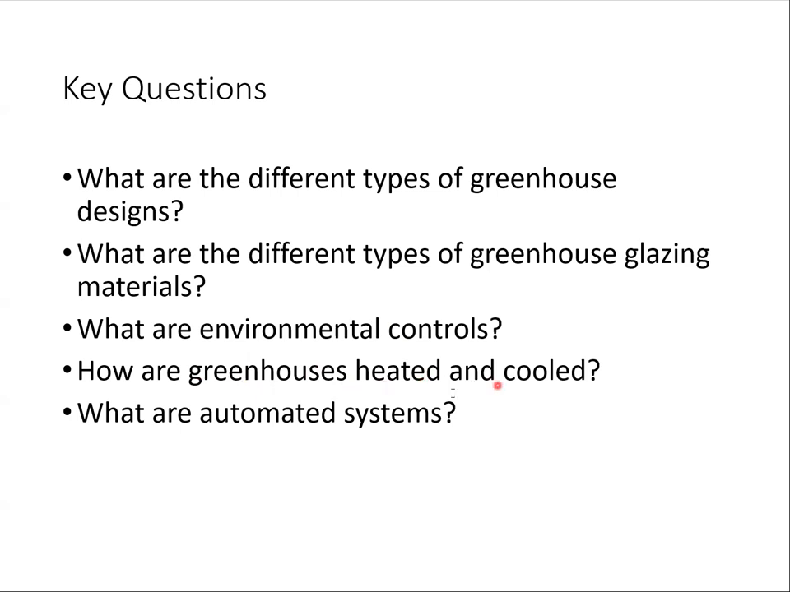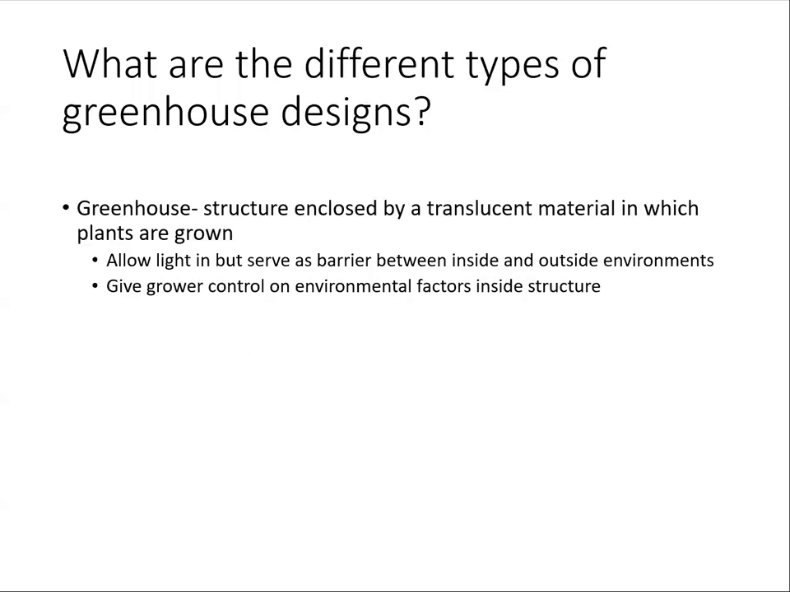How greenhouses are heated and cooled, and then the automation systems themselves. So what are the different types of greenhouse designs? A greenhouse is a structure enclosed by a translucent material in which plants are grown. That's just what they are. They allow light in, but serve as a barrier between the inside and the outside environments.